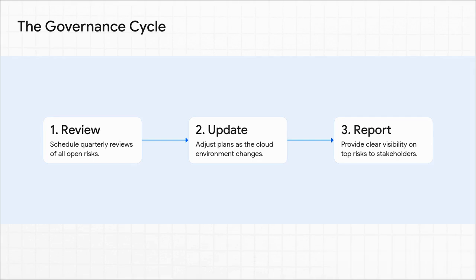So how do you keep it alive? It's a simple cycle, really. First, you review it regularly, maybe every quarter. Second, you update your plans. A plan you made 6 months ago might be totally useless today. And third, you report your top risks to leadership. This gives everyone visibility and makes sure the business actually understands where the real dangers are hiding.